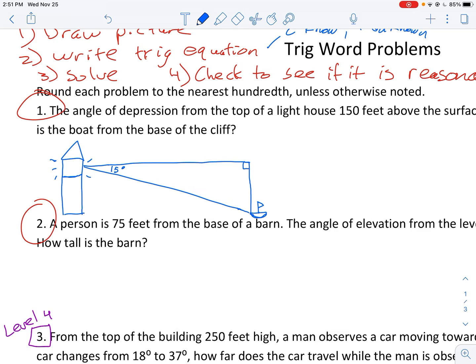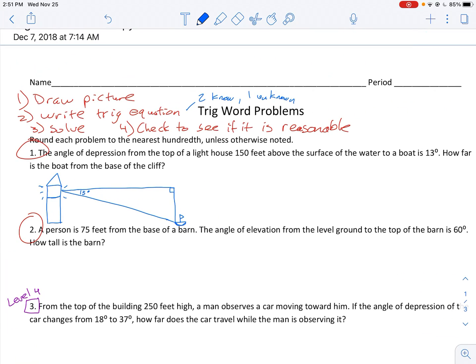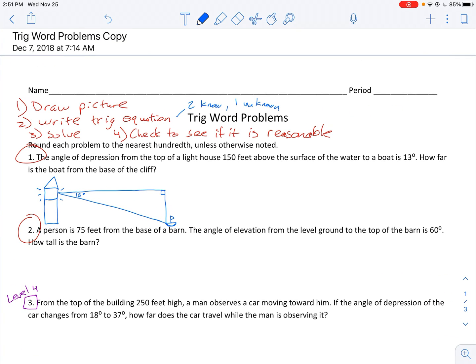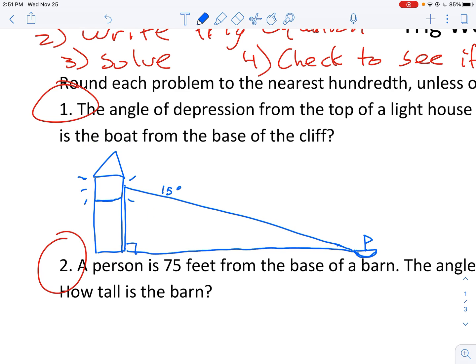On this first one, it tells you the angle of depression from the top of the lighthouse 150 feet above the surface of the water to the boat is 13 degrees. How far is the boat from the base of the cliff? So I'm going to redraw this triangle a little bit, because I want to imagine the triangle looks like that. It's more like we're trying to find this distance here. So you can see my wonderful lighthouse. It is perfectly to scale, and there is no better art out there. And then we got this boat, which is a very accurate representation of boatness. And you need to find this length here. So let's label that x.